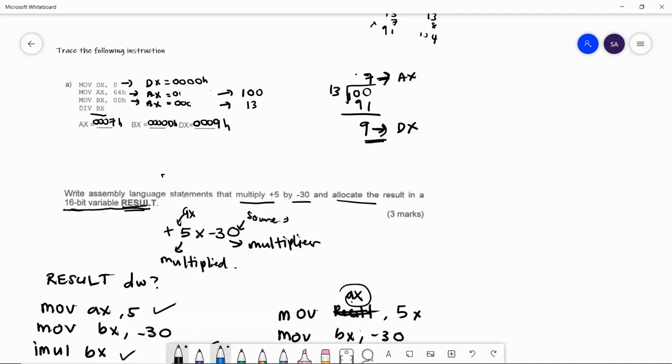Lebih kosong, kosong 64H ni. Okay, ni pun terlebih kosong. So you have 000DH. So 9, okay, you have 009H. 9 ni dalam decimal. So kita tukar dia kepada hexa, kita letak 9. So jadi kita kata 0009H. So this is how you trace.